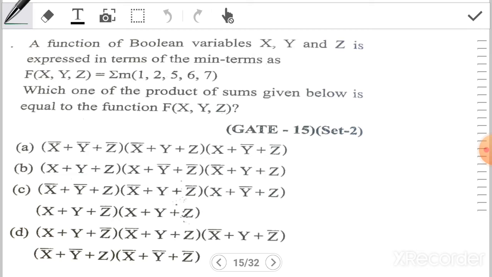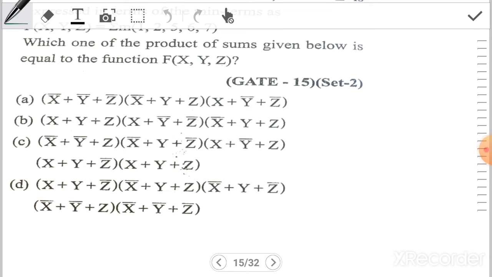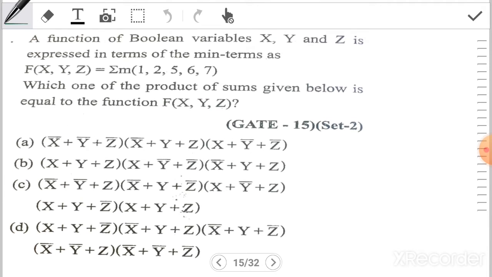A function of Boolean variables x, y, z is expressed in terms of min-terms. Which one of the product of sums given below is equal to the function f of x, y, z? So we are given min terms or sum of product. So we have to find product of sum. So we have 1, 2, 5, 6, 7. So let us write min terms for 0, 3, 4.